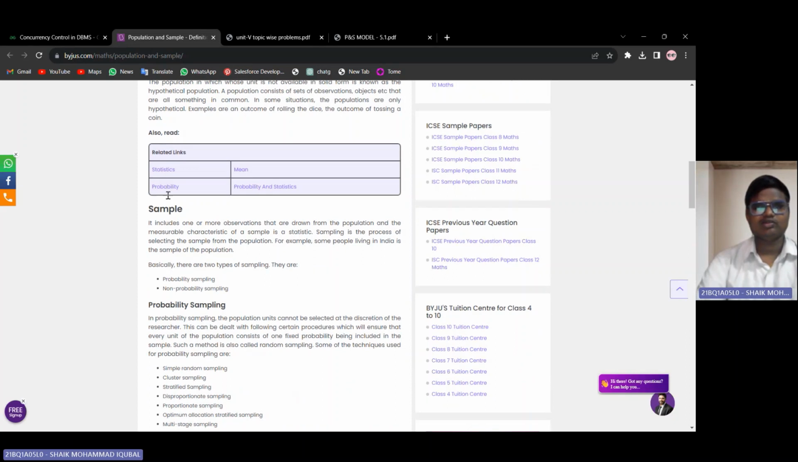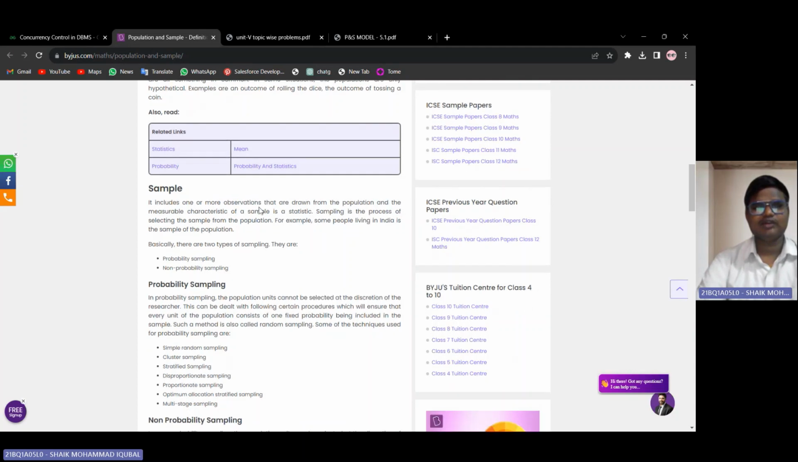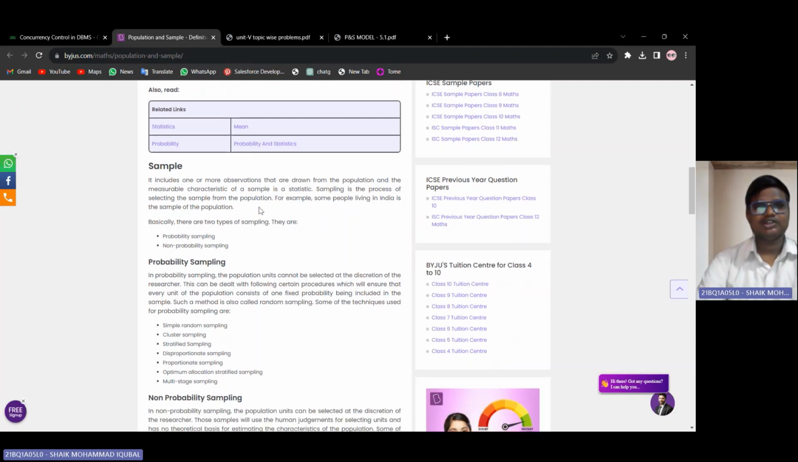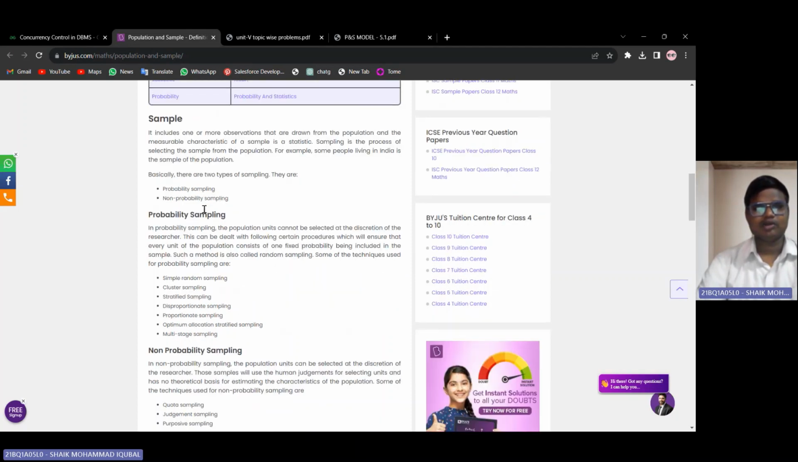Sample. It includes one or more observations that are drawn from the population, and the measurable characteristics of a sample are known as statistics. Sampling is the process of selecting the sample from the population. For example, some people living in India are a sample of the population. Basically, there are two types of sampling. They are probability sampling and non-probability sampling. Probability sampling. In probability sampling, the population units cannot be selected at the discretion of the researcher.